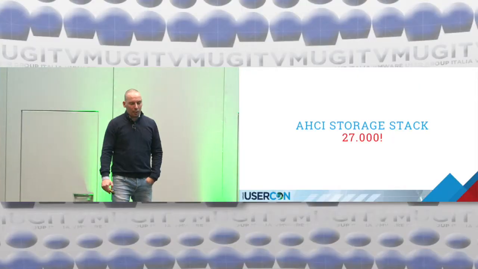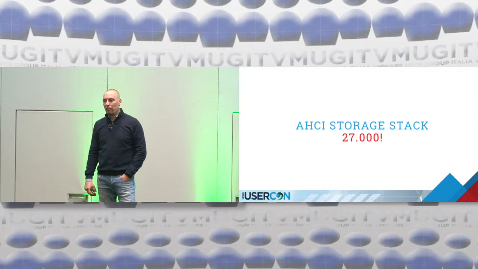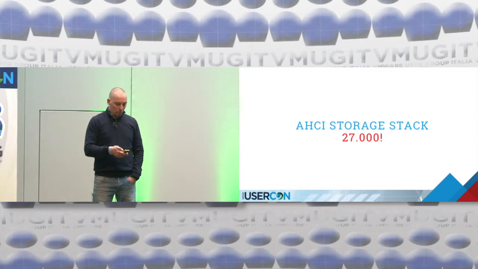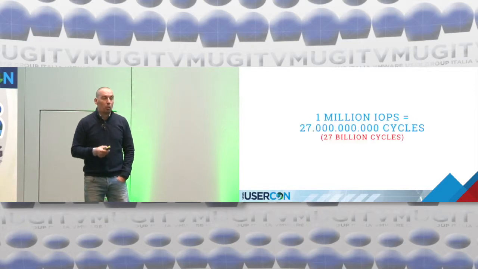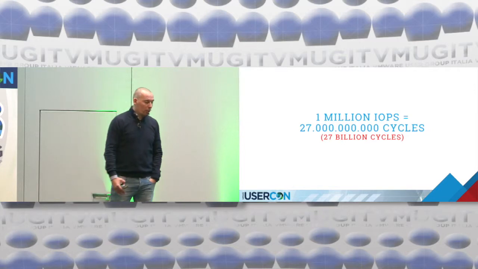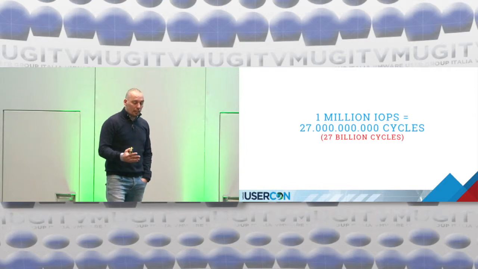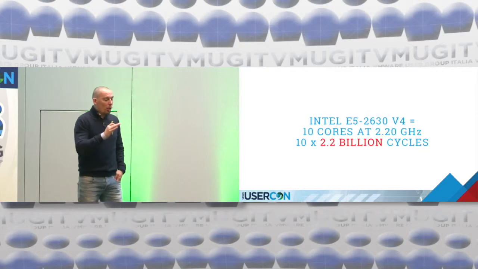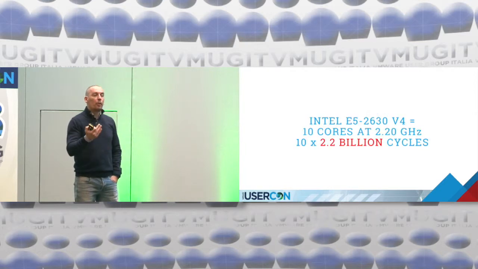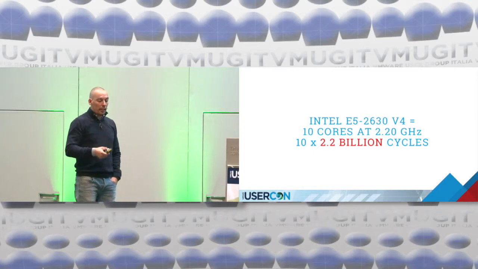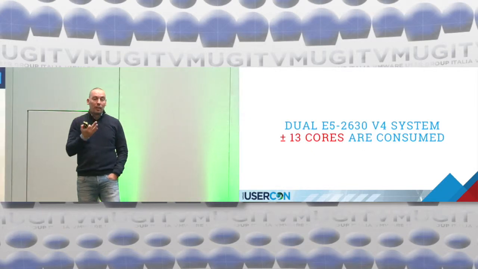Okay. So the actual answer is 27,000 CPU cycles. So one thing that I always hear from the community is, I want to run 1,000,000 IOPS in my home lab. Well, have fun with that, because it takes 27 billion CPU cycles. Now that sounds like a lot, but you actually have a lot in your system. In a normal 10-core system running at 2.2 gigahertz, you have per CPU 2.2 billion cycles. That means, when you calculate it fast, you need 13 cores to actually run 1,000,000 IOs.